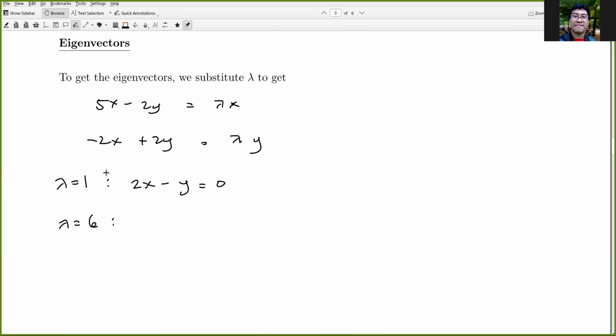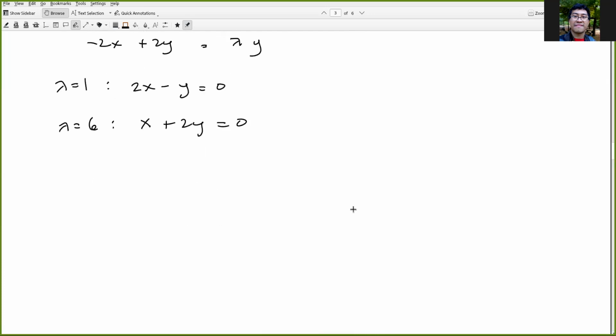Now the other eigenvalue, we get the same if we substitute this by 1. So you have 2y minus 1y, that's 1y. So we have 2x minus y. Substitute this by 6. So 6x, you can subtract both sides by 5x. So you have 1x remaining here, plus 2y. So you have x plus 2y equals 0.